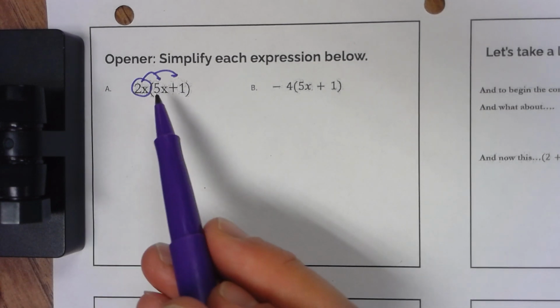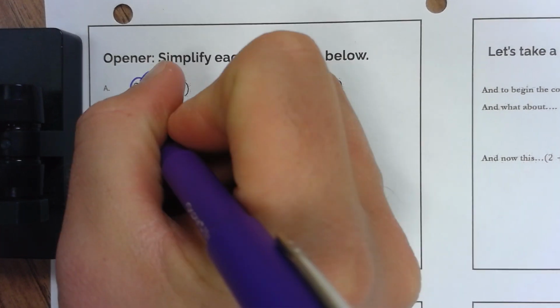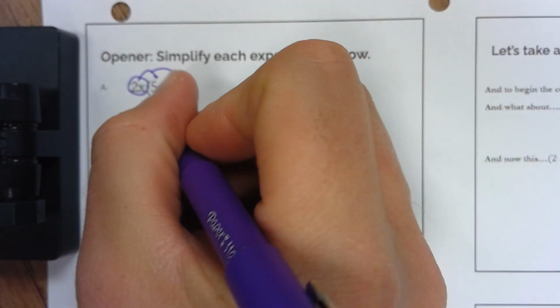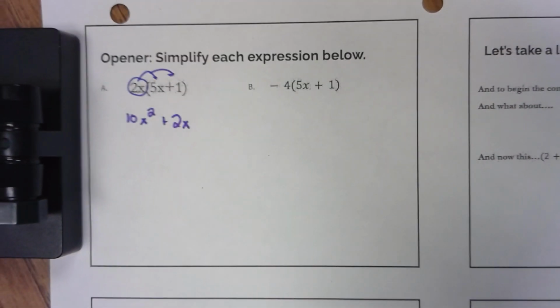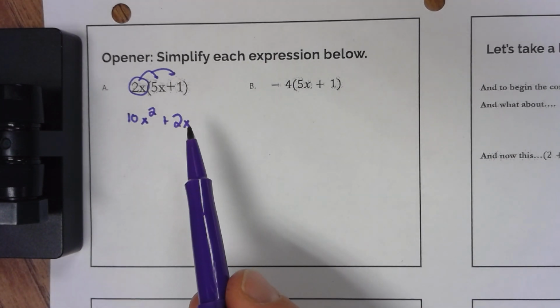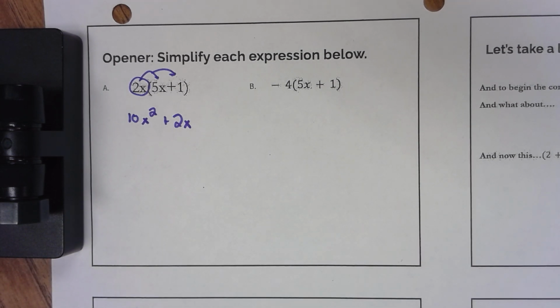When I do 2x times 5x, 2 times 5 gives me 10, x times x. I add those exponents to make it x squared. 2x times 1 is just simply 2x. Now remember, we cannot combine those terms after multiplying here because they are not the same term. They have different exponents. Their variable is the same, but the exponents are different. So we cannot combine them, or at least not in this case. That is as simplified as we can write this expression.